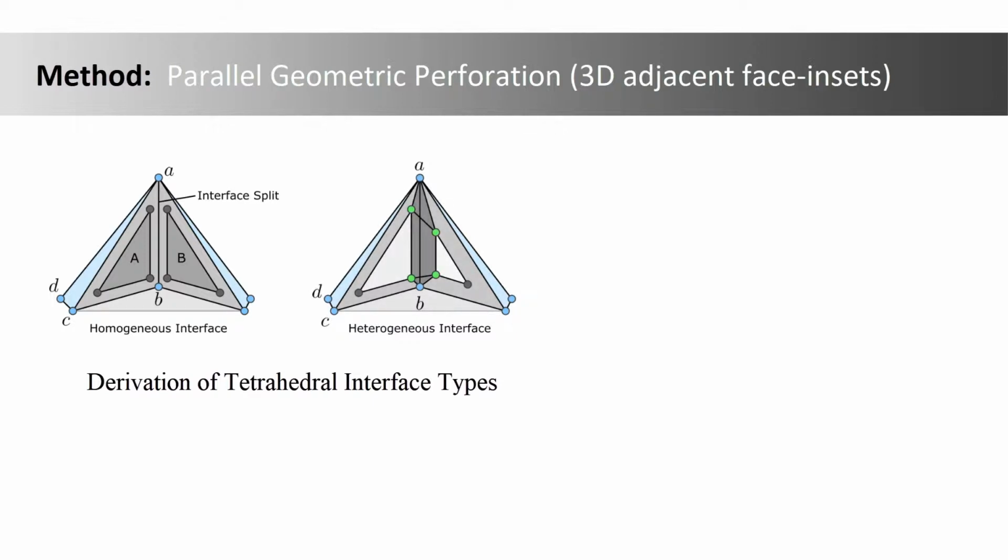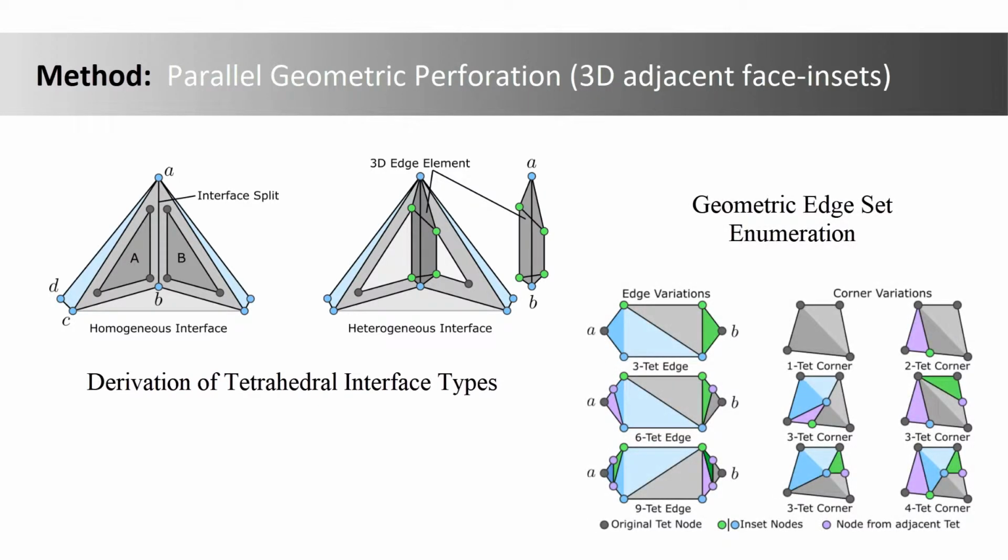However, for heterogeneous interfaces, the misalignment between different adjacent inset values creates a more complex internal structure. This forms a 3D edge region that must be filled with solid elements. Based on this construction, there are 3 edge and 6 corner combinations used to fill the internal structure of the perforated mesh with micro-tetrahedral elements.